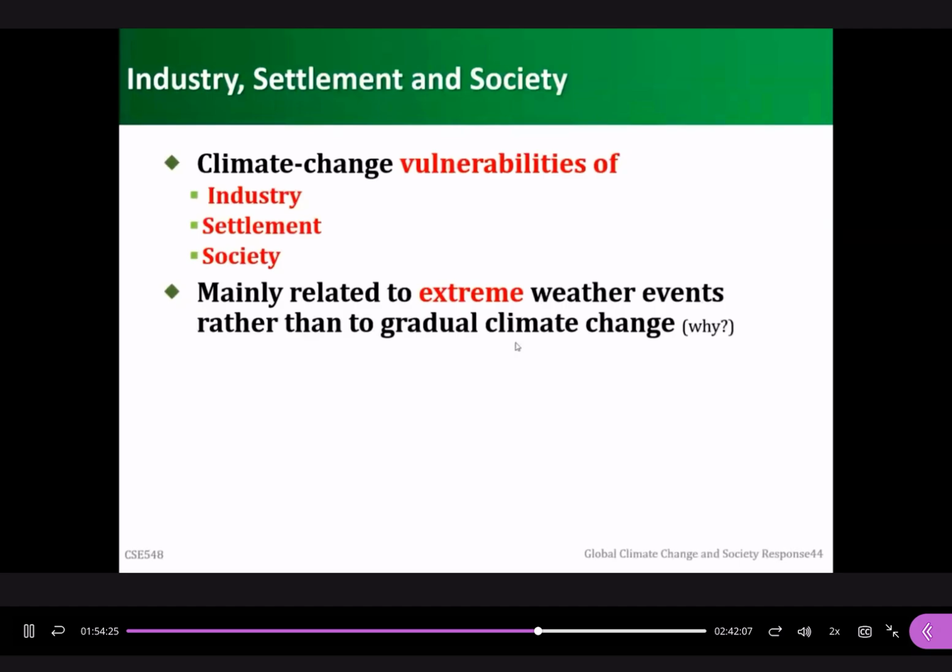But the average temperature increase will induce many extreme weather events. This part is more severe. It can have hazardous effects on the buildings. For example, precipitation can flood the factories or the buildings. The heat wave can also affect human health because we walk outside of the buildings. So this is the industry, settlement, and society. This is different from agriculture, because the temperature increase itself has a negative effect on agriculture.